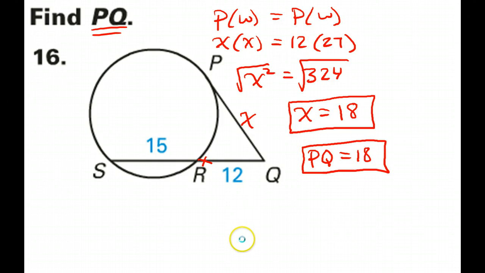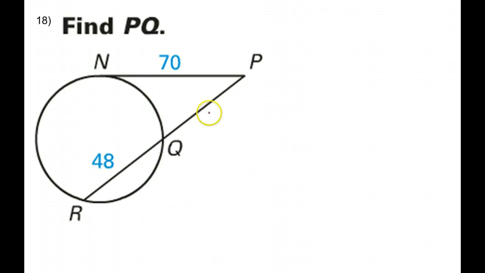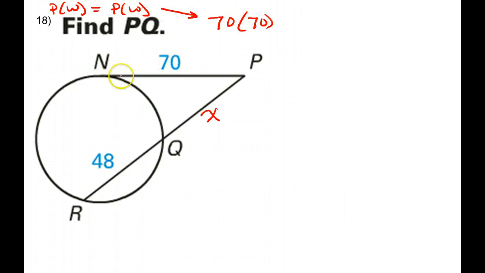Alrighty then, number 18, same thing. All right, again, I will call PQ x for now. This time the 70 is that special case, which is the part and the whole. So, yeah, I'm still doing part times whole is equal to part times whole. Okay, but this time 70 is the part and 70 is the whole right here. All right, down here, x is the part, and x plus 48 is the whole.